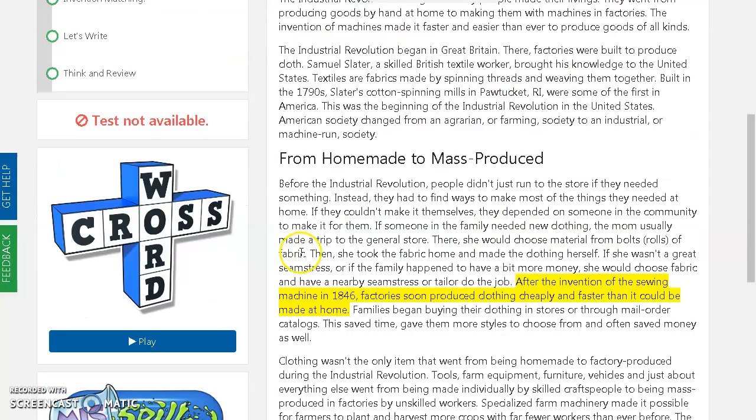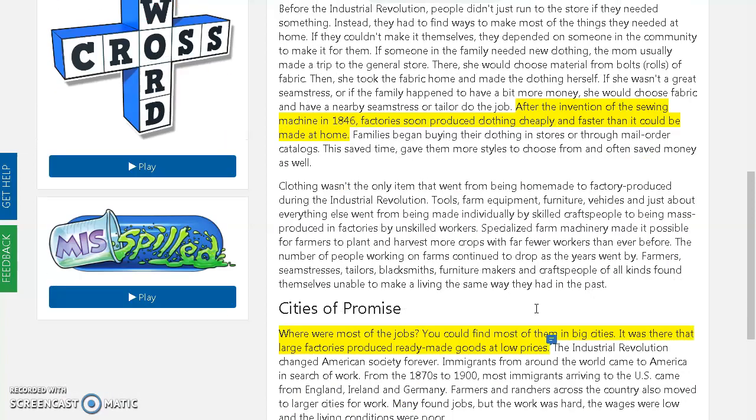Right here under From Homemade to Mass Produced, you need to know that people's lives changed for the better during the Industrial Revolution because after the invention of the sewing machine and all of these new things, factories were able to make clothing faster and cheaper. Because it was easier, it made it cheaper and faster to produce more of the goods that were sold.